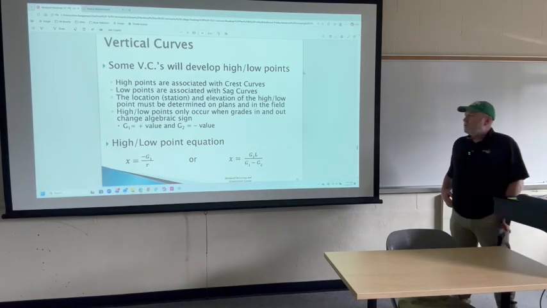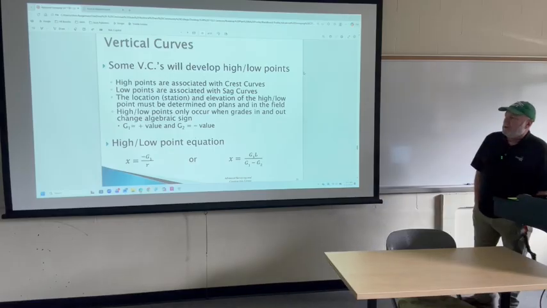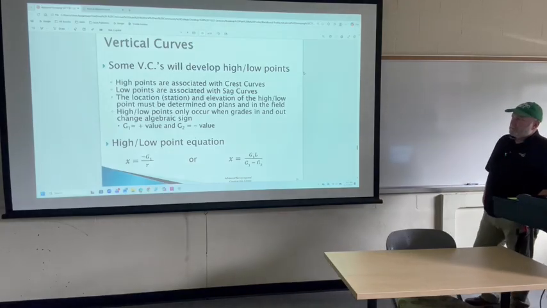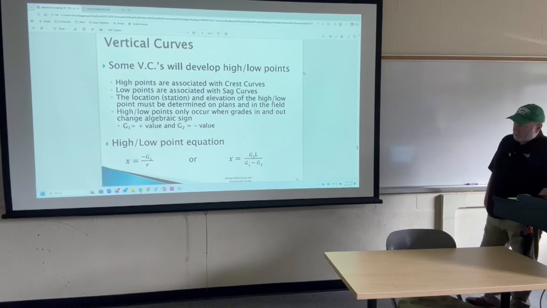Some vertical curves will develop high points or low points depending on the sag or crest. High points are associated with crest, low points associated with sag. The location and elevation of the high and low point must be determined on plans and in the field. High and low points only occur when grades in and out change algebraic sign.